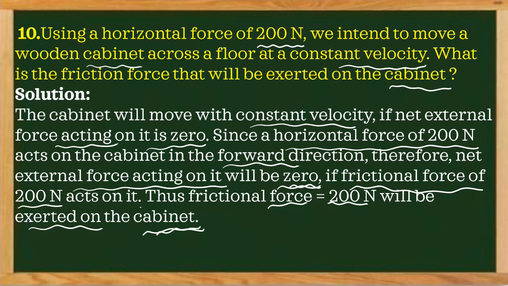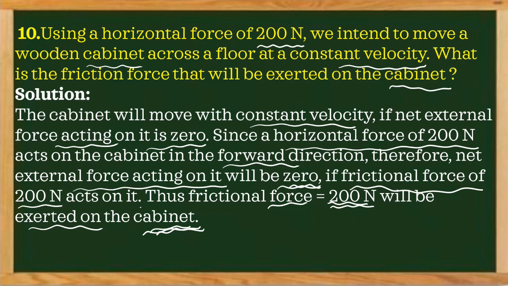Why? Because the cabinet will move with a constant velocity. When it moves with a constant velocity, the net external force acting on it is 0. So, if the net external force acting on it is 0, the cabinet will move with a constant velocity. Why? Because a horizontal force of 200 newtons acts on the cabinet in the forward direction. So the net external force acting on it will be 0 if a frictional force of 200 newtons acts on it. Thus, a frictional force of 200 newtons will be exerted on the cabinet.